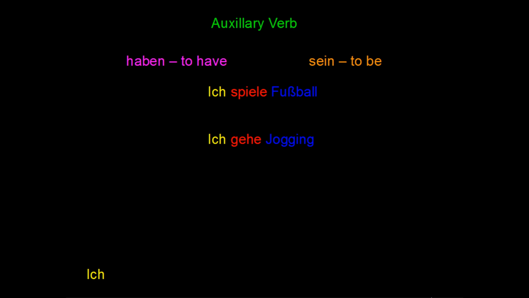Now, 99% of the time, the rule is if your verb, you can see I'm circling gehe, involves motion or moving, it uses sein. If it doesn't, it uses haben. So let's look at spiele. I play. Forget about football. Just look at I play.